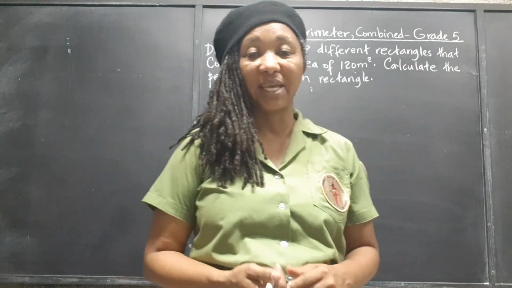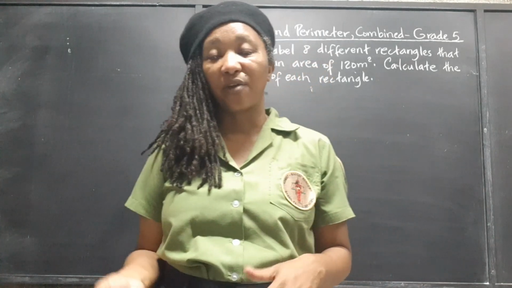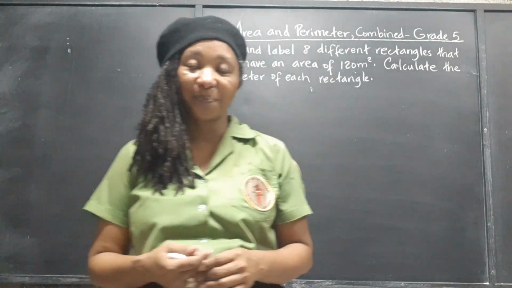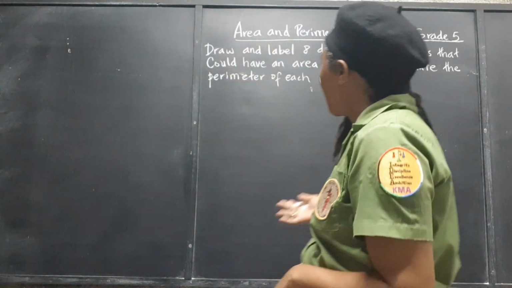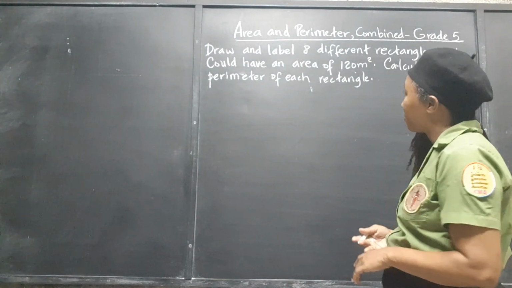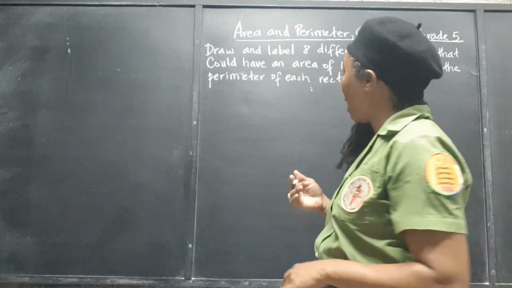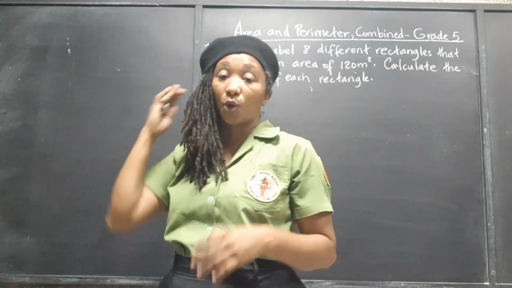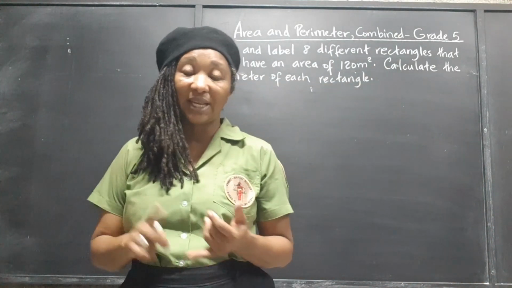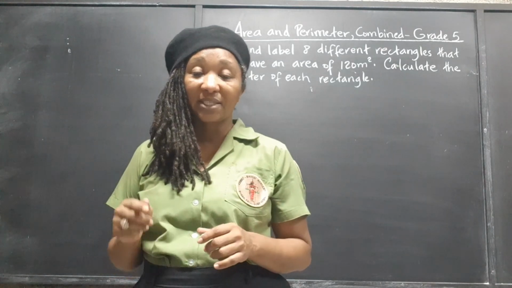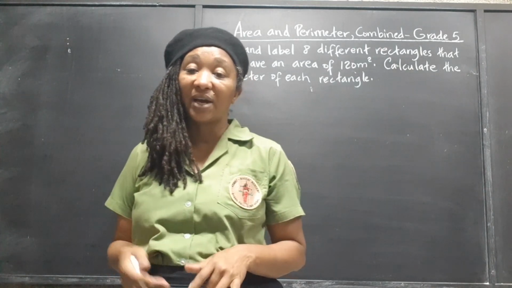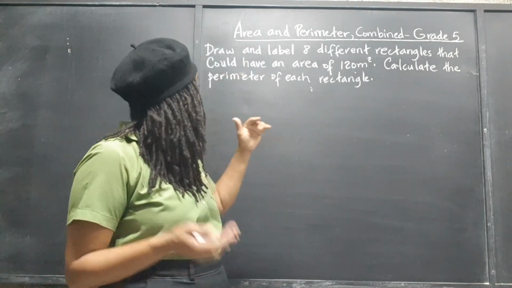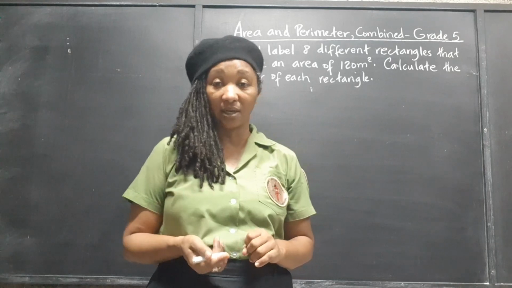What we're looking at today, we're combining area and perimeter in one problem. So the problem says, draw and label 8 different rectangles that could have an area of 120 meters square. So we're going to come up with the dimensions, the length and width for 8 different rectangles that would have an area of 120 meters square, and we're going to calculate the perimeter of each rectangle.